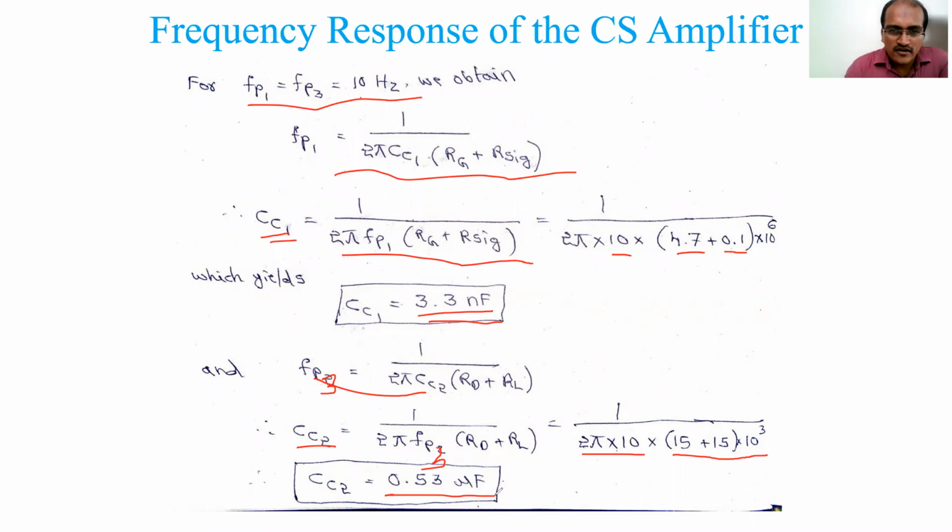Now the reverse way. If CC1, CC2 and all these values are given, you need to calculate the frequency, whatever we have done earlier. Such a problem also we'll see.